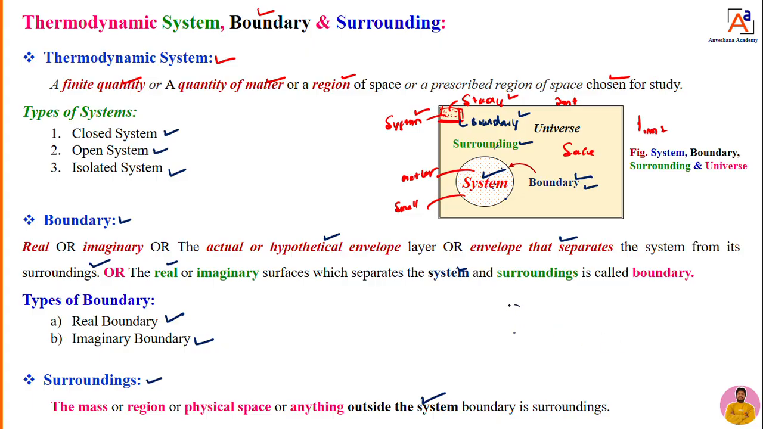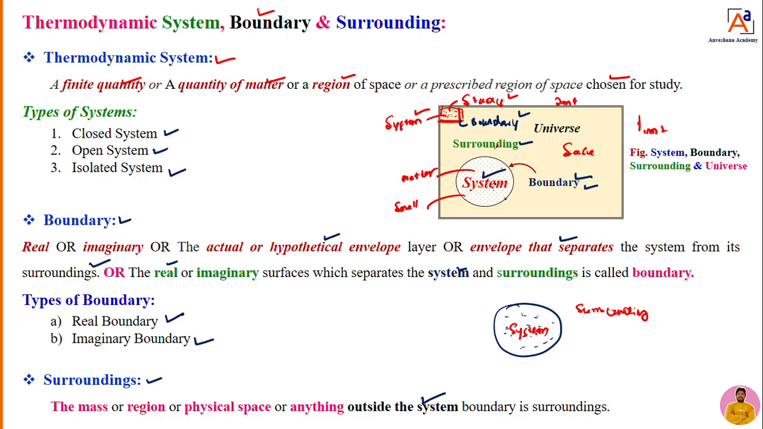Okay, so I will draw it big. Assume that there is a certain quantity of matter or a small region you have considered. So it is what? System. Certain quantity of matter or region which is considered for study is system, and anything external to the system or anything outside the system is surrounding.